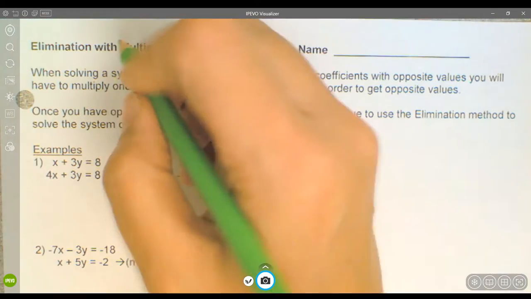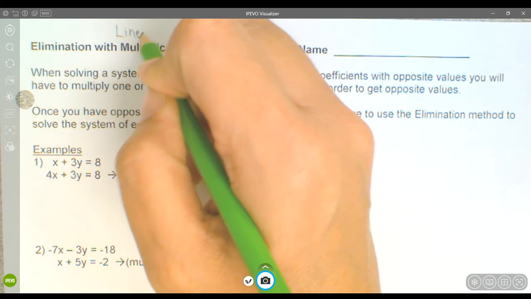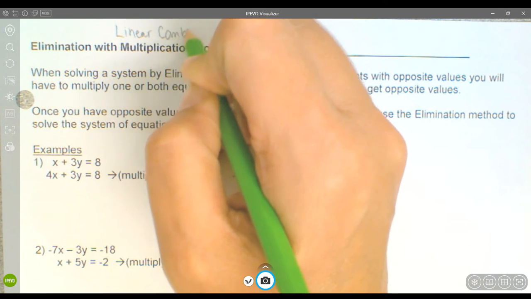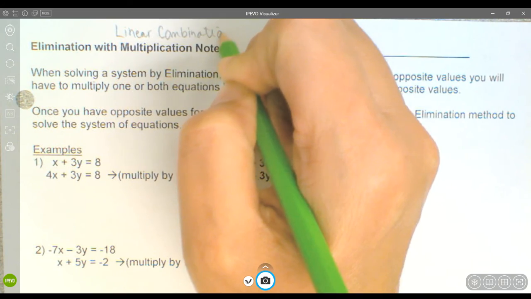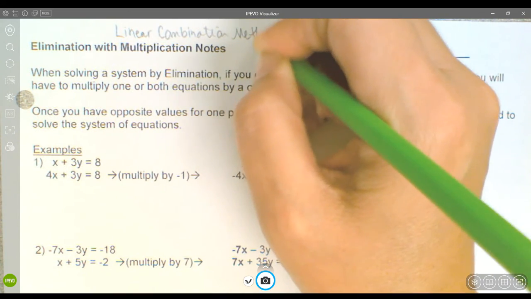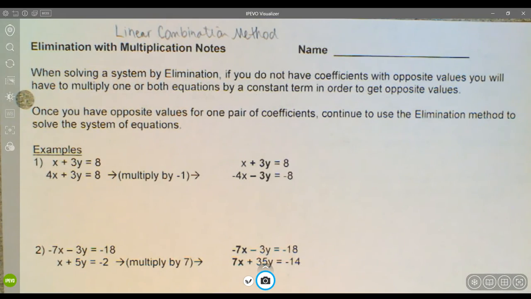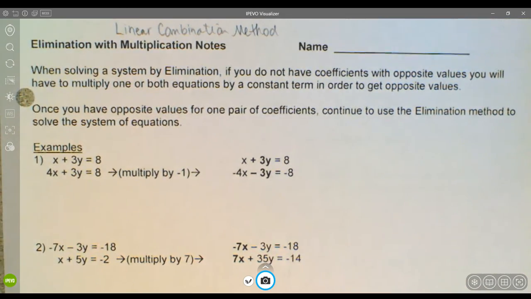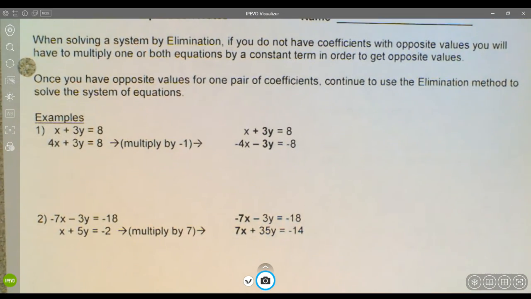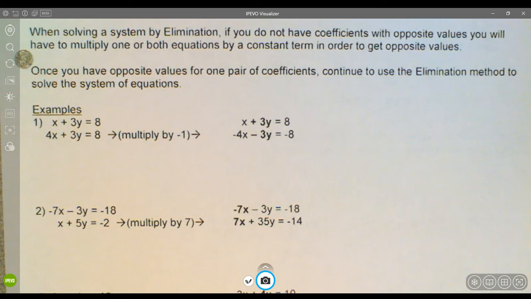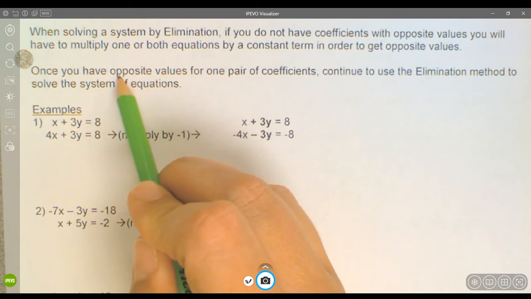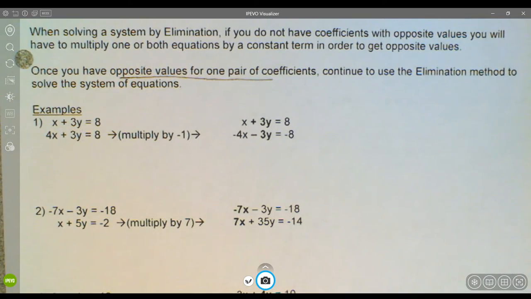There are some teachers who call it the linear combination method because that's really what you're doing. So depending on which teacher you have, some call it linear combination, some call it elimination with multiplication. I call it super fun. But anyway, what you want to do is make sure that you have opposite variables, because once you have opposite variables, then you're allowed to zero out one of the variables, and that allows you to solve for the other.